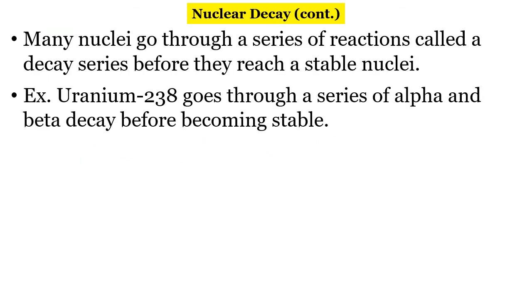Many nuclei go through a series of reactions called decay series before they reach stable nuclei. Uranium-238 goes through a series of alpha and beta decays before becoming stable. In 1977, the Voyager spacecraft was launched. It's the spacecraft we launched to explore the solar system. So, we've got our sun here, and here's Earth.